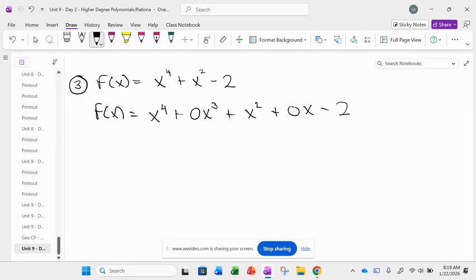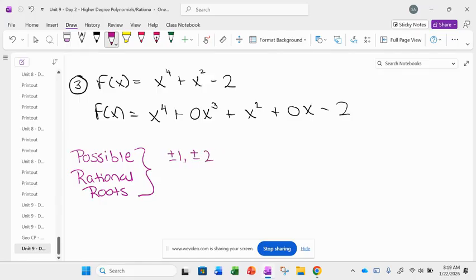Okay, let's look at this. So, possible rational roots is really nice because there's not many options here. We have plus minus 1 and just plus minus 2. How come there's no denominator? Because the leading coefficient is 1.